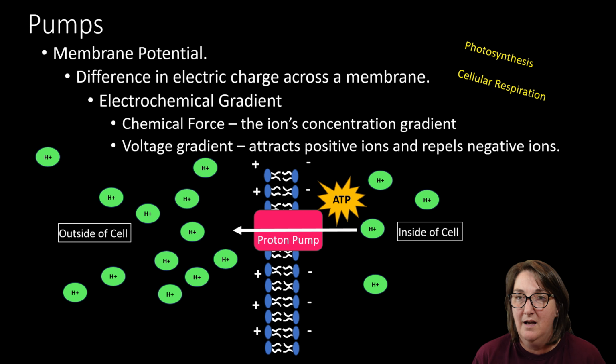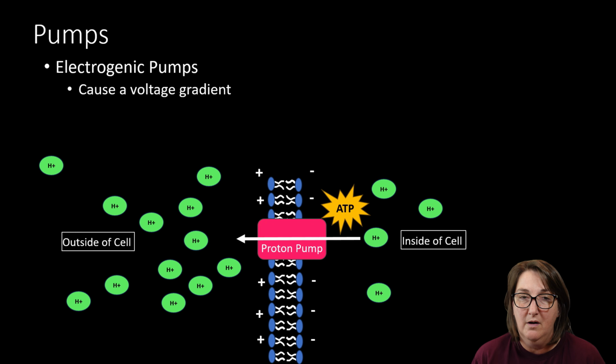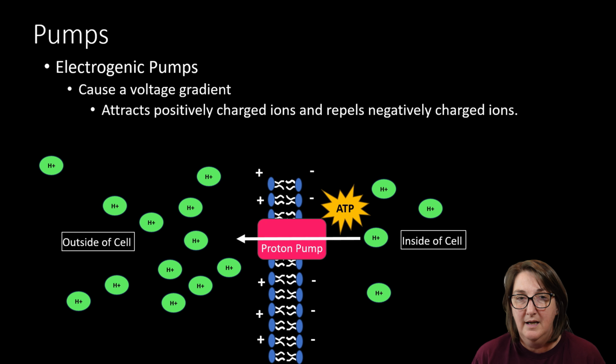We're going to see this a lot in photosynthesis and cellular respiration. We see this type of electrochemical gradient. Another type of pump, electrogenic pumps, are going to cause that voltage gradient. It's going to attract positively charged ions, so they're going to be close to this pump. ATP is going to allow it to push through.